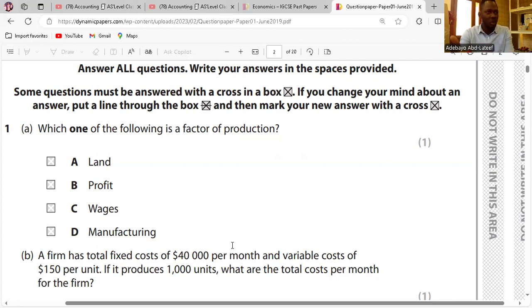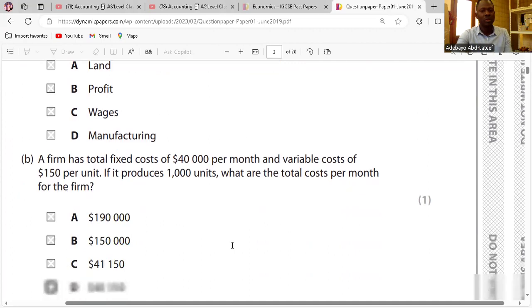Manufacturing means production, producing goods, that means conversion of raw materials into finished goods. That's manufacturing, so it is not. Land is the only factor of production here. So the answer is A. Clear, right? Good. Go to question B.